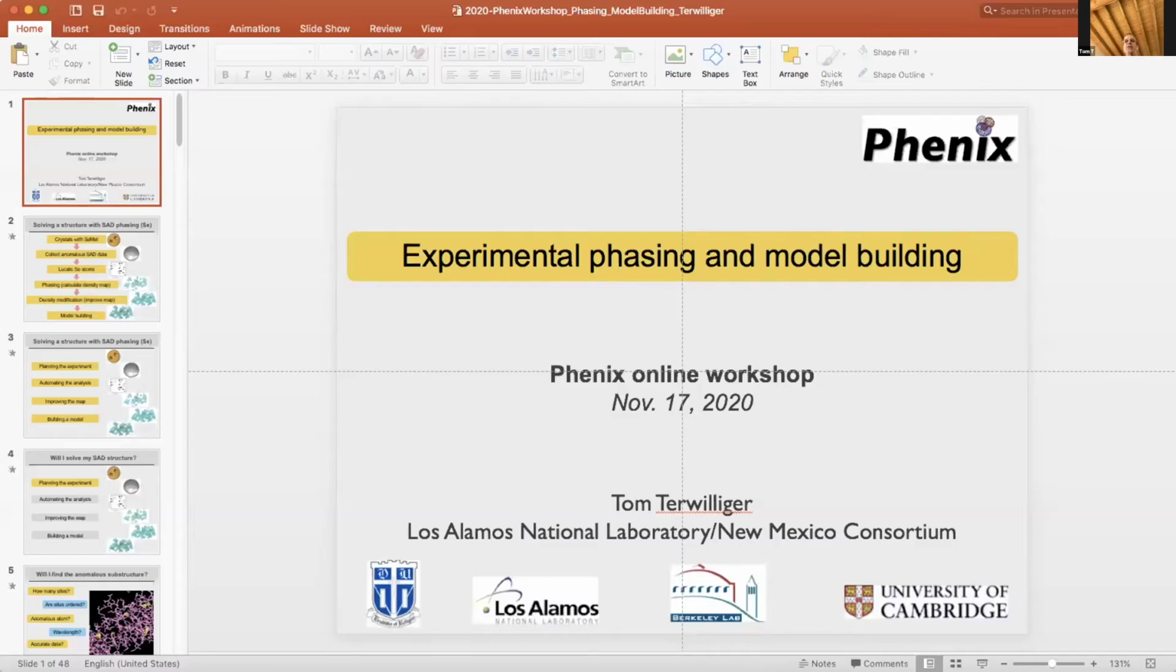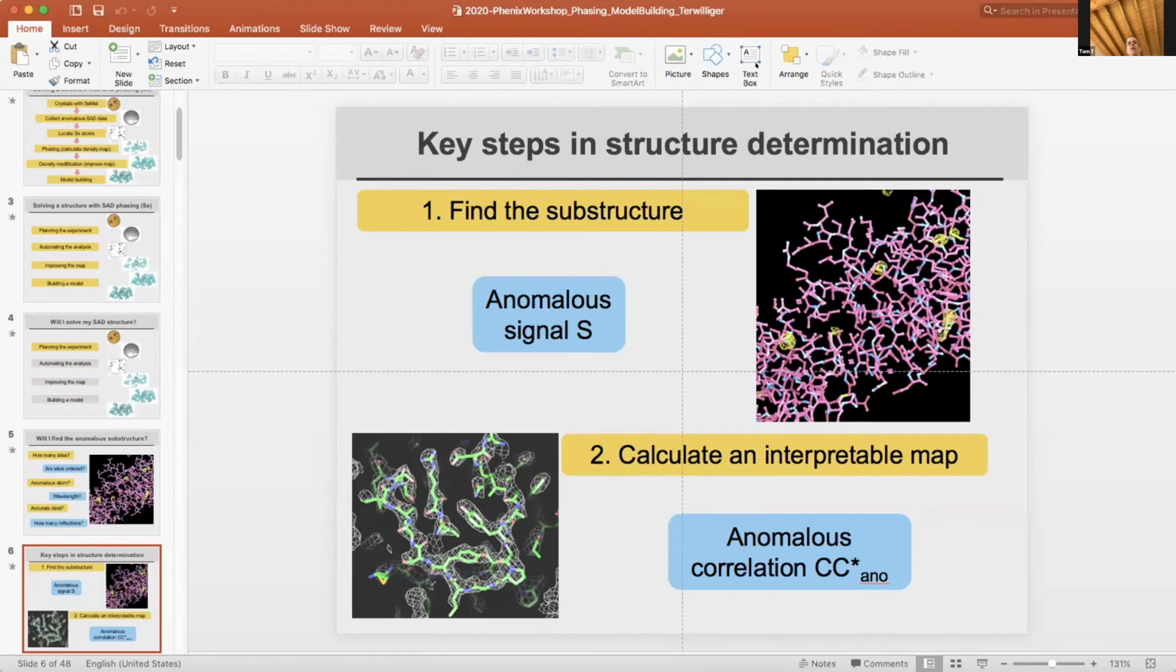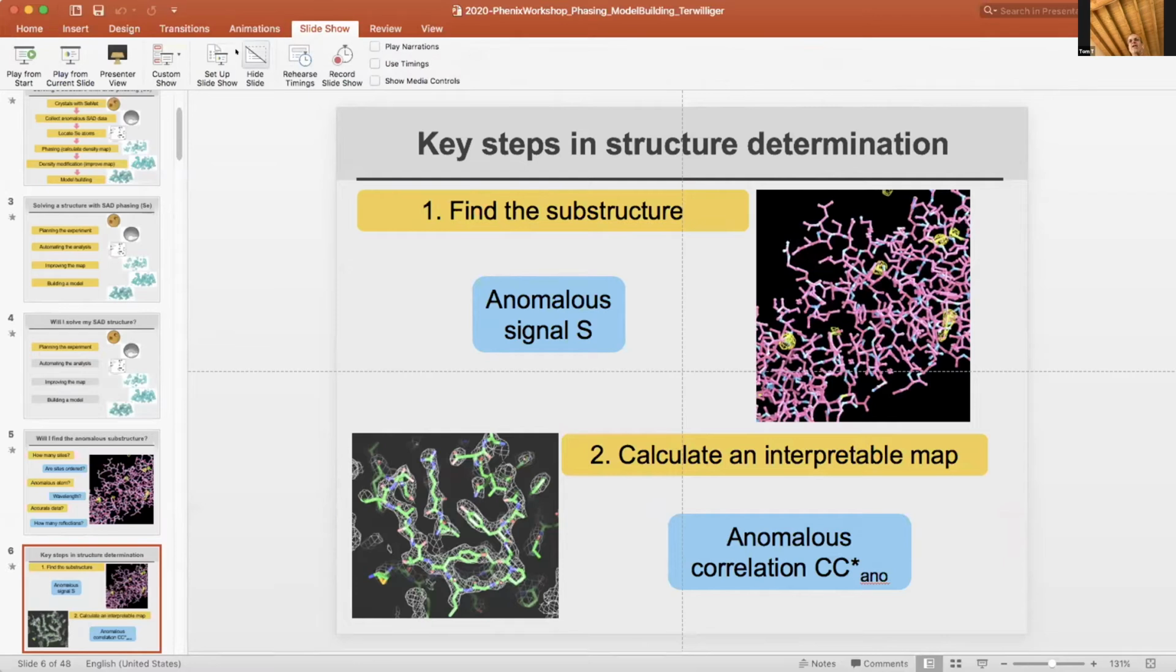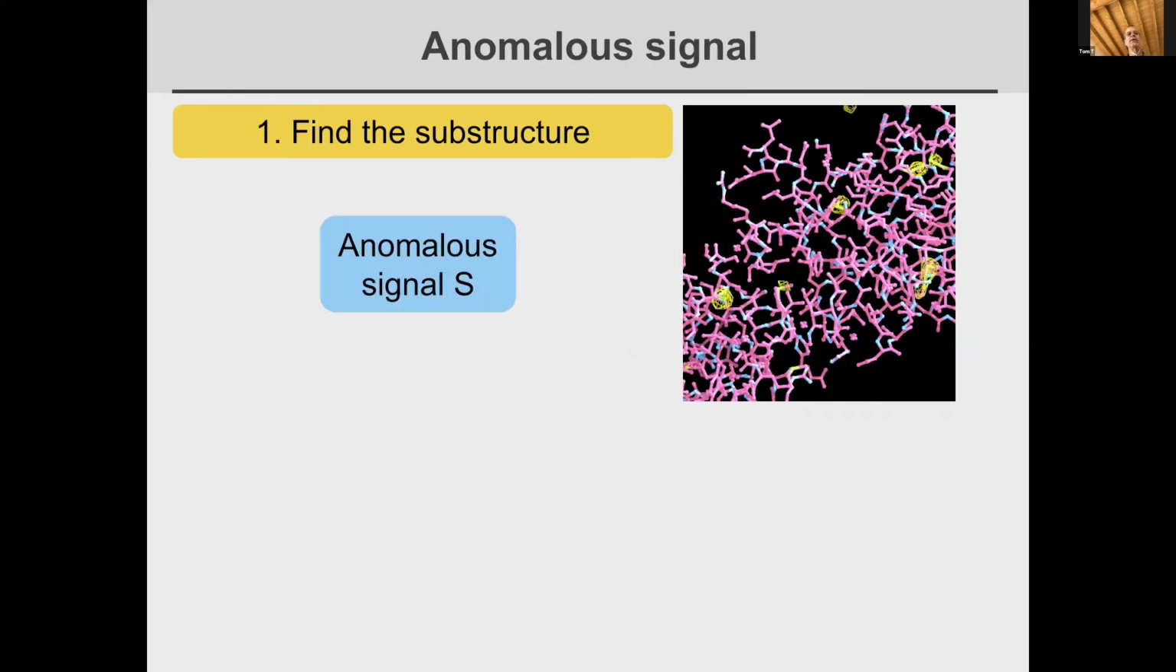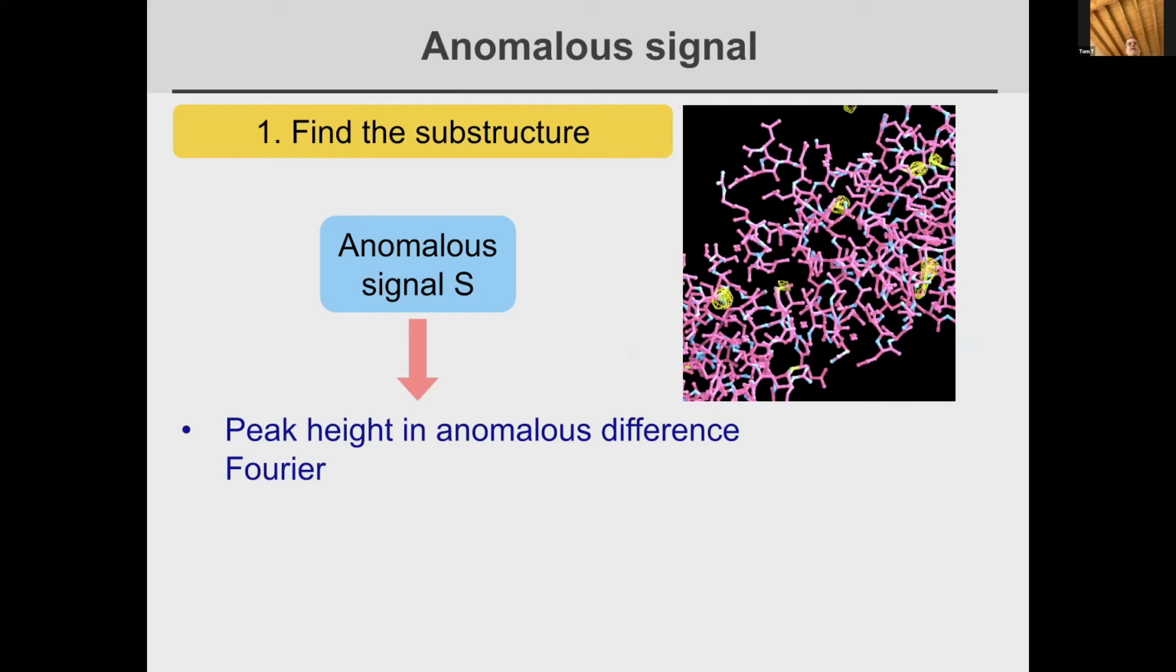I see Nigel's getting close to screen sharing here. So the key steps. Okay, so our key steps now are, one, we want to find the substructure, and that's going to depend on the things I just talked about. In particular, the anomalous signal, which I'll define in just a second. And then the second set, let's put them all up. One more. Okay, so finding the substructure, perfect, that's great, Nigel, right there.